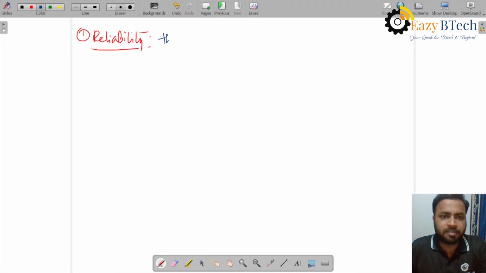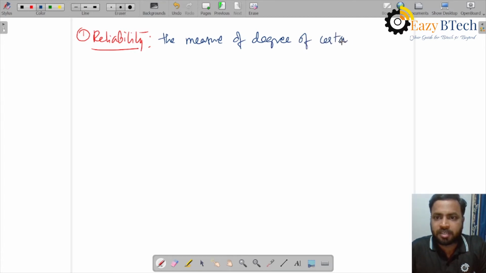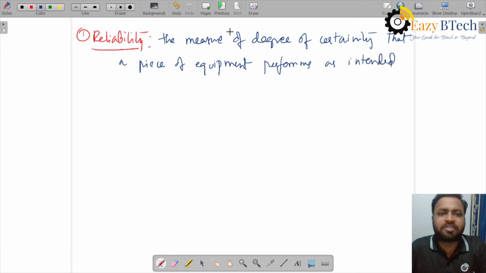Reliability is the measure of the degree of certainty that a piece of equipment performs as intended. So if we have a piece of equipment and it is able to perform the given, intended duty, then we can say that the equipment is reliable.